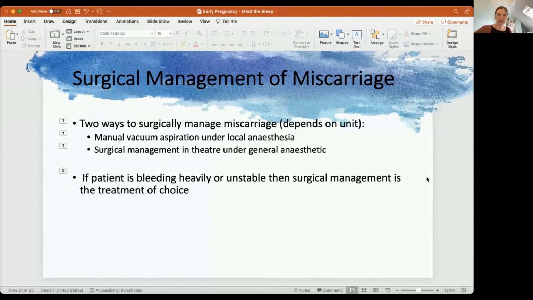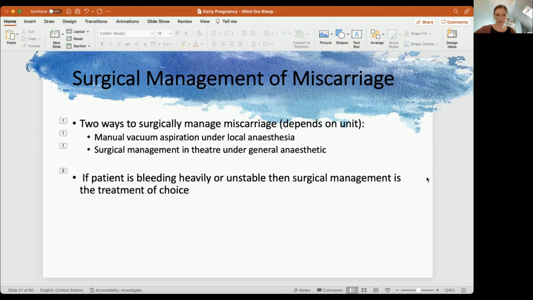The surgical management is often called D&C or surgical evacuation, something like that, depending who you hear it from. A lot of patients will call it D&C. It's not really what we call it anymore, but a lot of patients will call it that. So there's two different ways. Essentially, they're very similar, but you can either do it under local anesthetic or in theatre under general anesthetic.